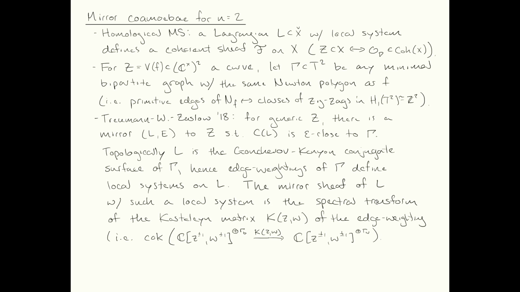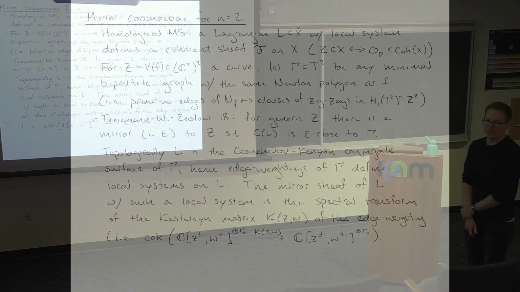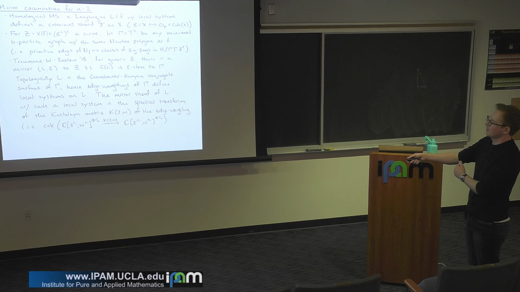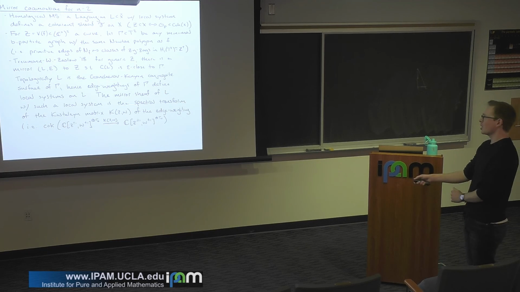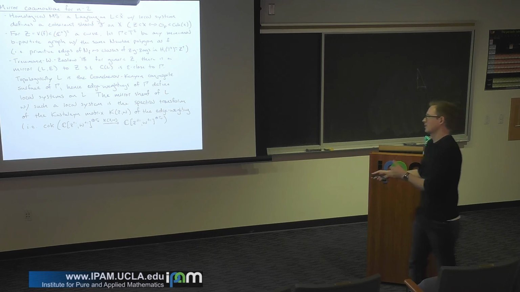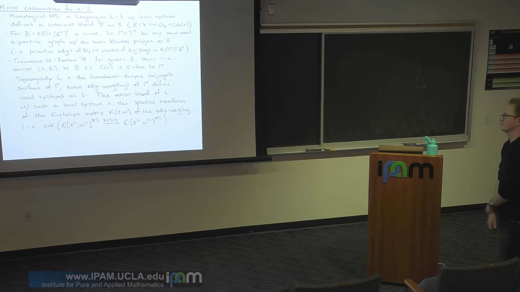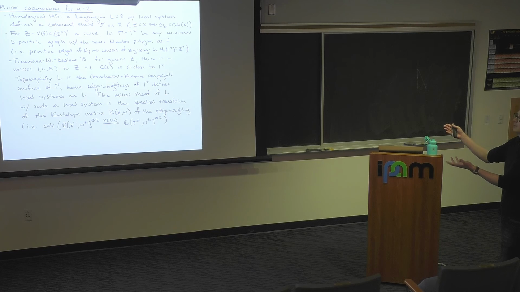And more precisely, topologically, this Lagrangian is going to be the conjugate surface introduced by Goncharov and Kenyon of the graph gamma. And that's some ribbon thickening of our graph. So in particular, L is a ribbon thickening of gamma. I'll come back to this construction in a little bit and review it, so I won't do that right now. But the bottom line is that L is a surface which retracts onto gamma.